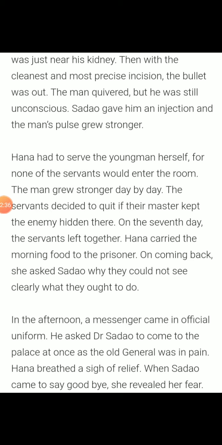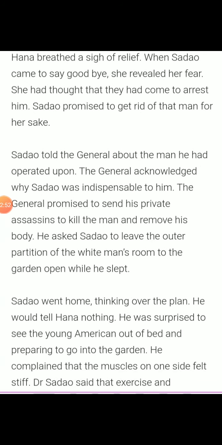In the afternoon, a messenger came in official uniform. He asked Dr. Sadao to come to the palace at once, as the old general was in pain. Hana breathed a sigh of relief. When Sadao came to say goodbye, she revealed her fear. She had thought that they had come to arrest him. Sadao promised to get rid of that man for her sake.